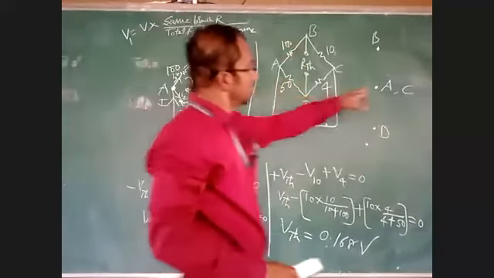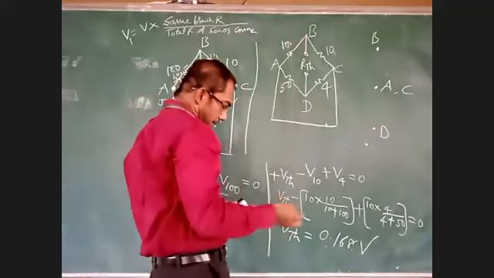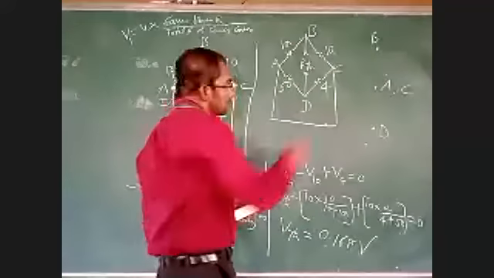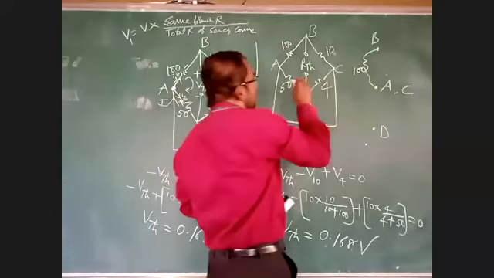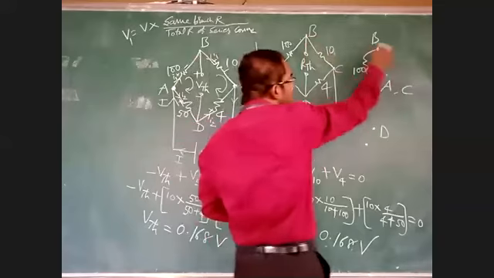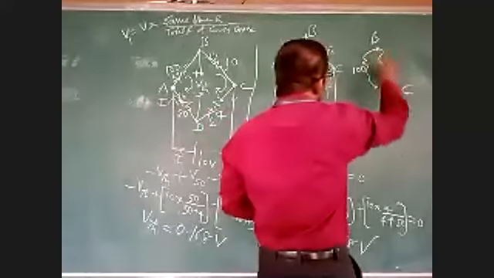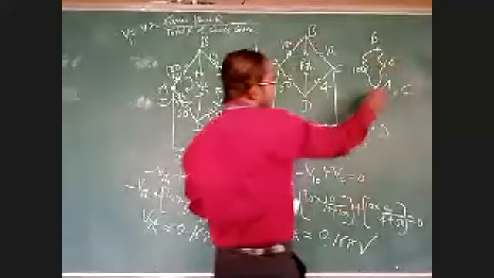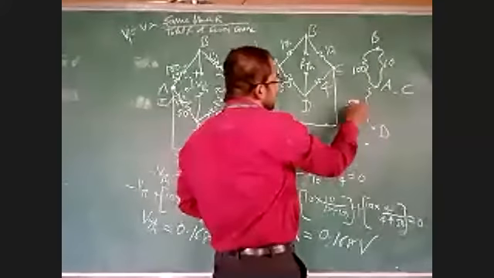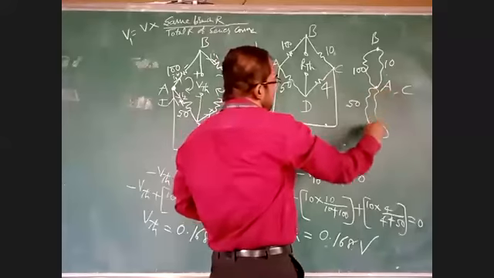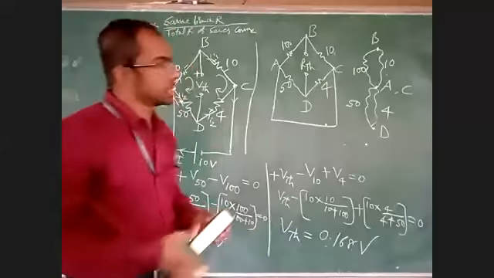Now in between A and B, what is the resistance? 100 ohms. In between B and C, 10 ohms. In between A and D, 50. In between C and D, 4. Now observe one point here.